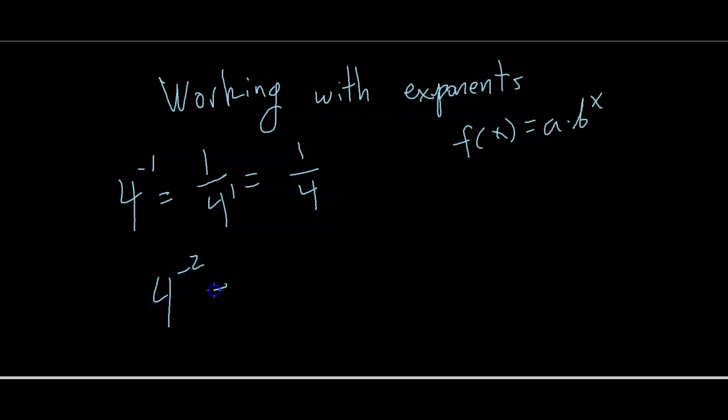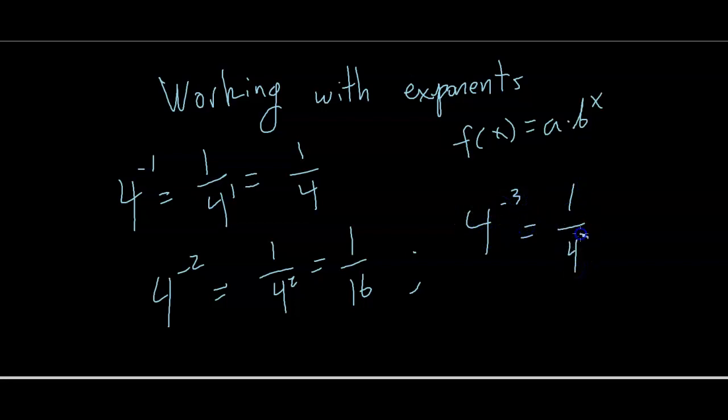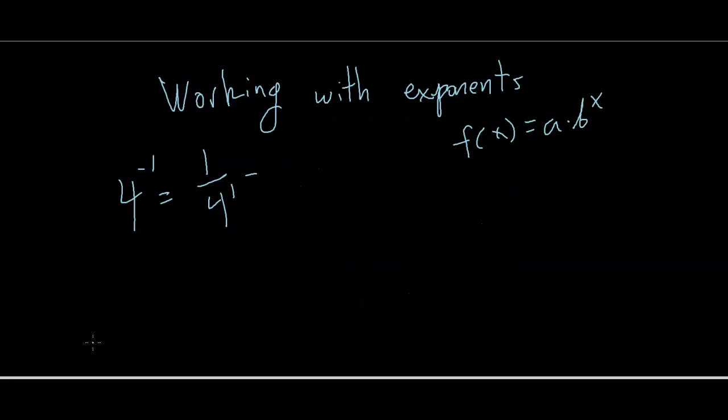4 to the negative 2, what's that going to be? That's going to be 1 over 4 to the second power, 1 over 16, right? Finally, something like 4 to the negative 3. It's just going to be 1 over 4 to the third power, 1 over 64, right? All right, so that's pretty easy. A whole number base raised to a negative power is pretty easy to deal with.